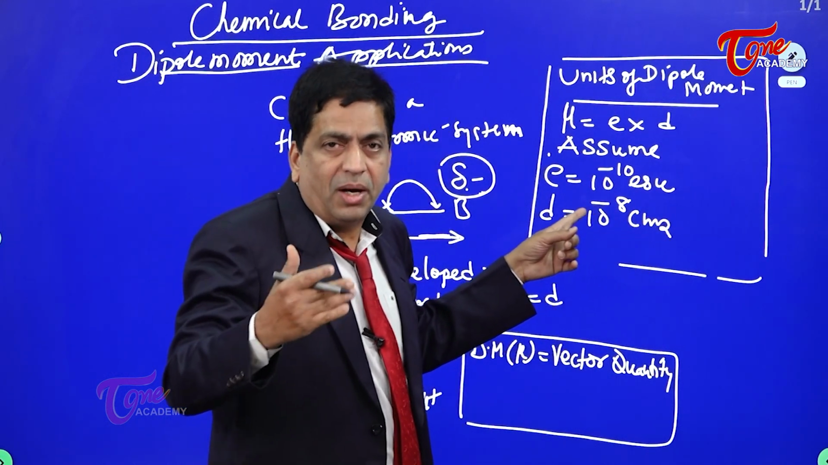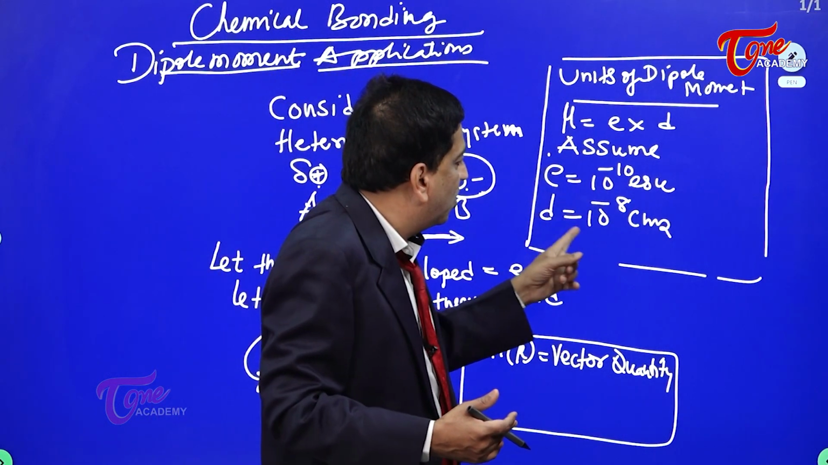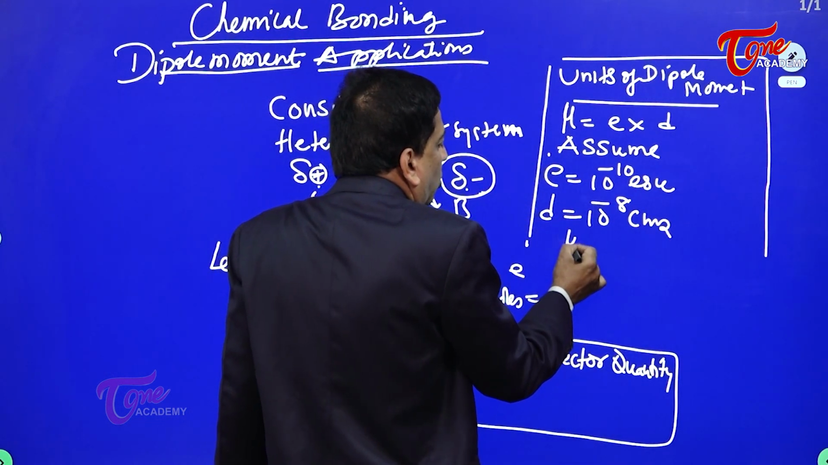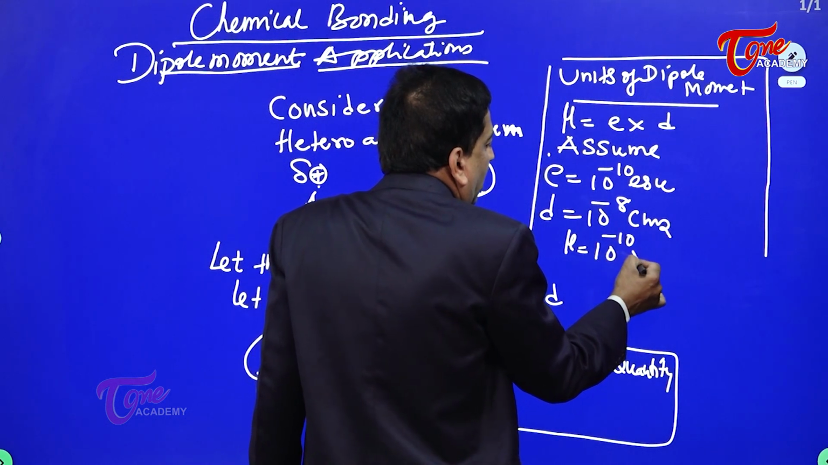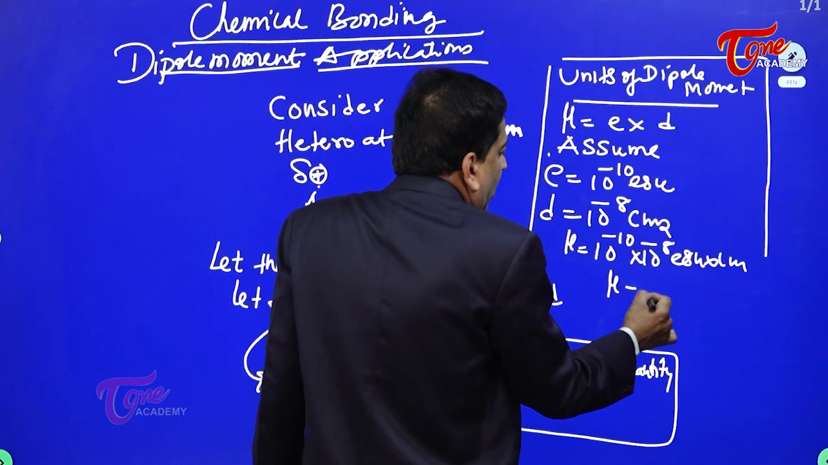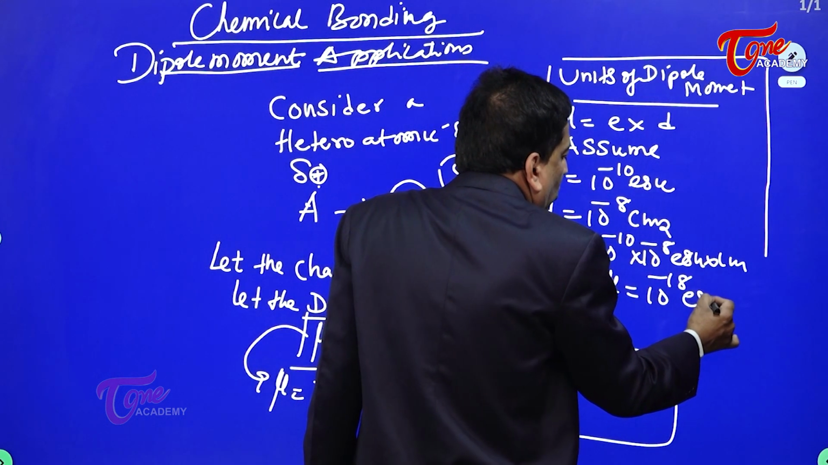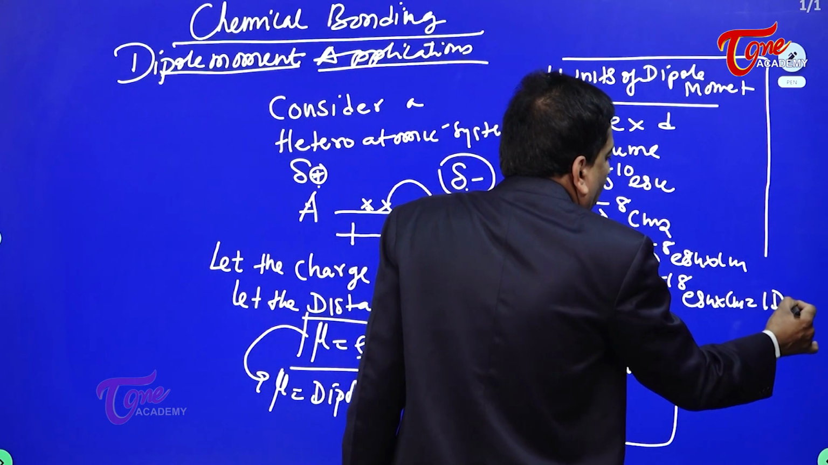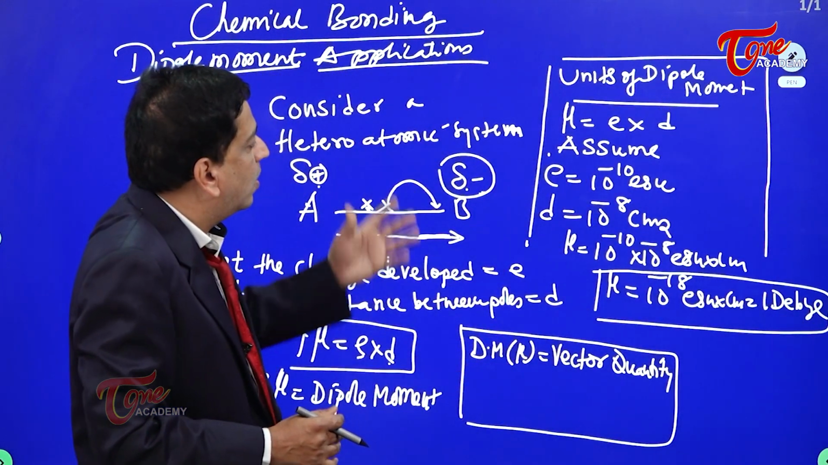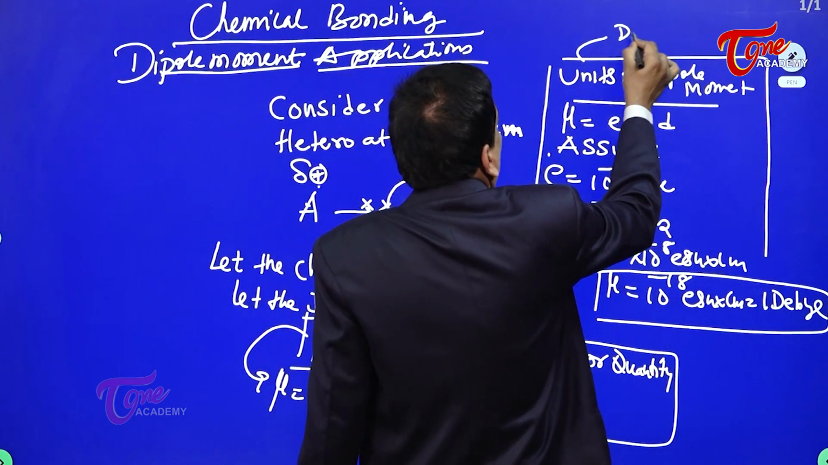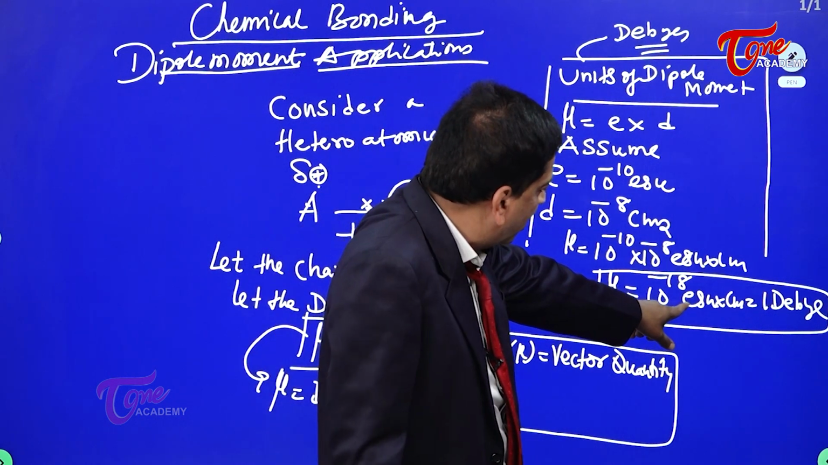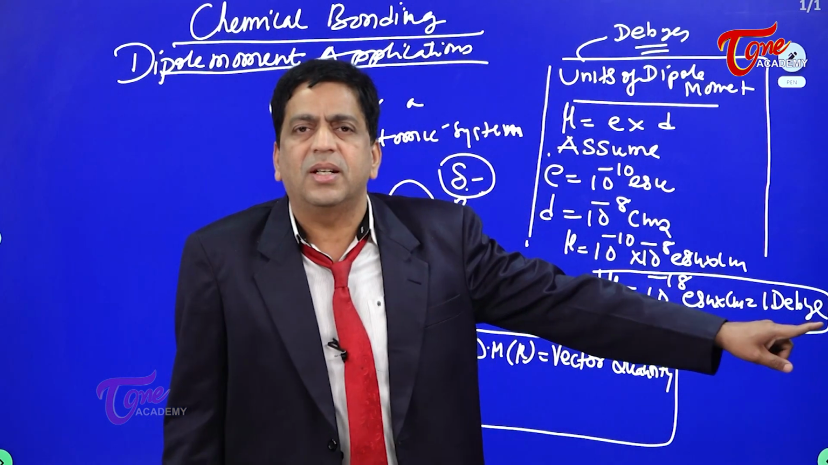If you wanted to have a Debye unit for dipole moment, then e must be this much and d must be this much. If you substitute, mu is equal to 10 power minus 10 into 10 power minus 8 ESU into centimeters, this mu is 10 power minus 18 ESU into centimeters. This is what is called 1 Debye. This is what is called a Debye. So the units of dipole moment are basically Debyes. You must understand. And 1 Debye value is 10 power minus 18 ESU into centimeters. You must understand that is how we derive it.